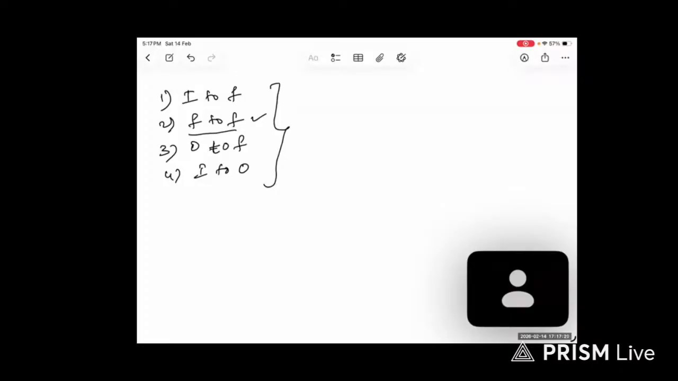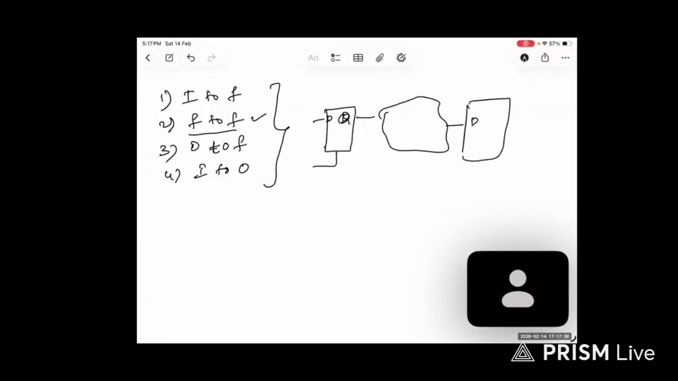Because if you see flop to flop, what is it? You have a flip flop with D input, Q output, clock. Then you have combinational logic. Then you have another flip flop with D input, Q output, clock. So this is the flop to flop path, correct, sir?